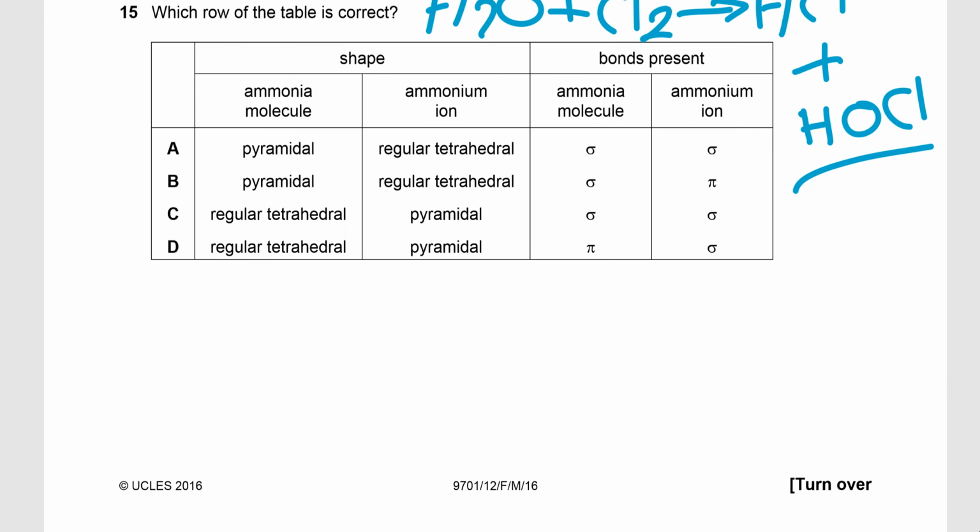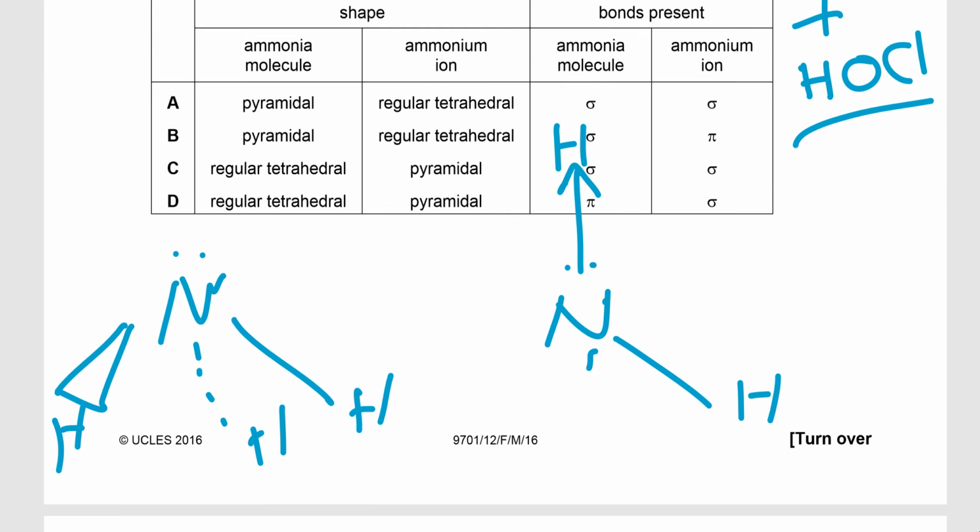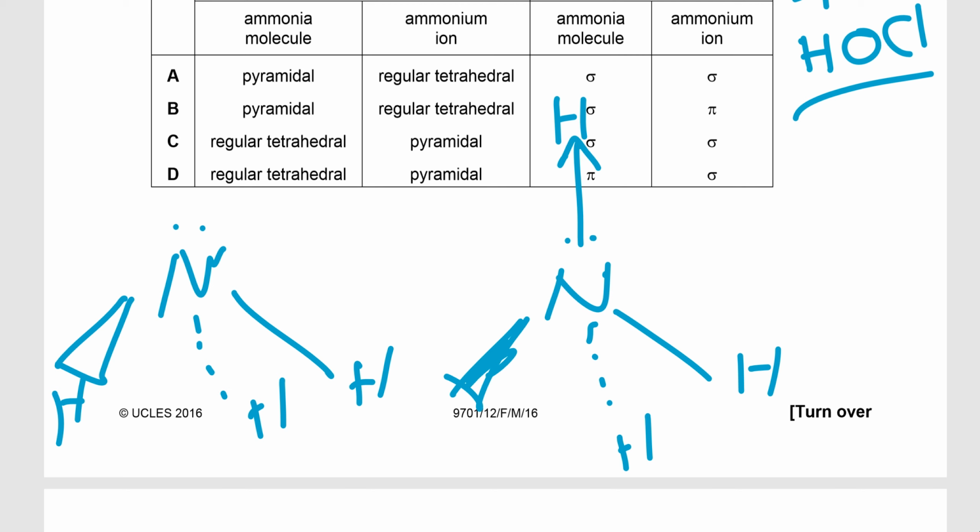And the last question for this episode: which row of the table is correct? Ammonia molecule and ammonium ion. So pyramidal for this one, and regular tetrahedral for this one, and the type of bonds between all of these atoms is actually sigma bond, which is formed by sharing one electron from each atom. So the best answer is A. Why is it not B? Because here it is correct tetrahedral, correct sigma, but here we don't have that, so this is wrong.